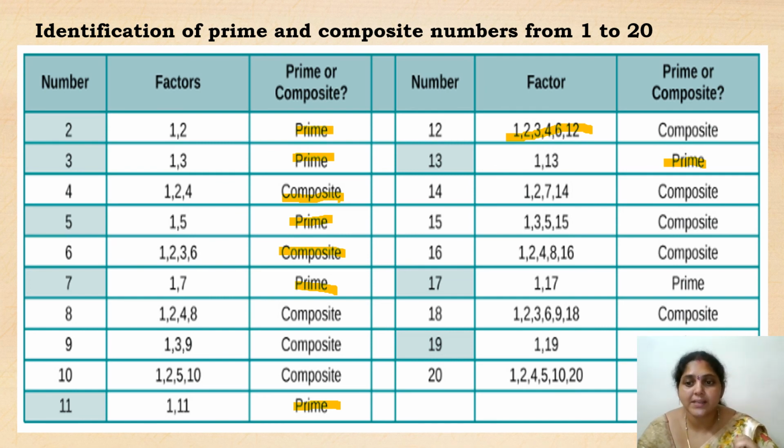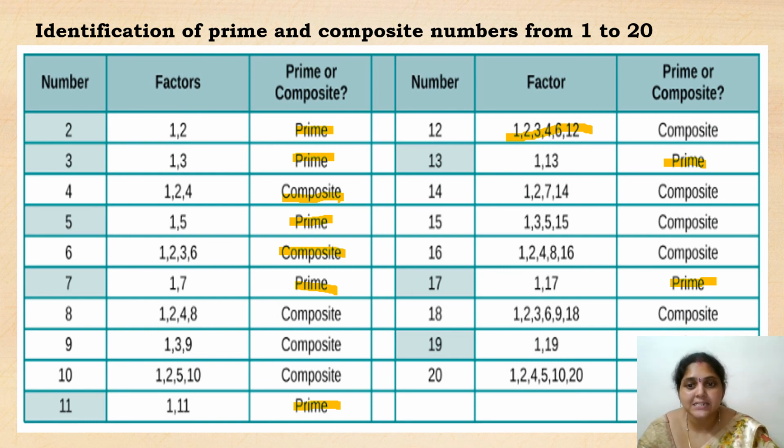That's why it is known as a composite factor or composite number. 15 has more than 2 factors, so it is also a composite number. 16, more than 2 factors, composite number. Coming to 17, it has only the number itself and the number 1. So this type of number is known as a prime number. 18, more than 2 factors, composite number.